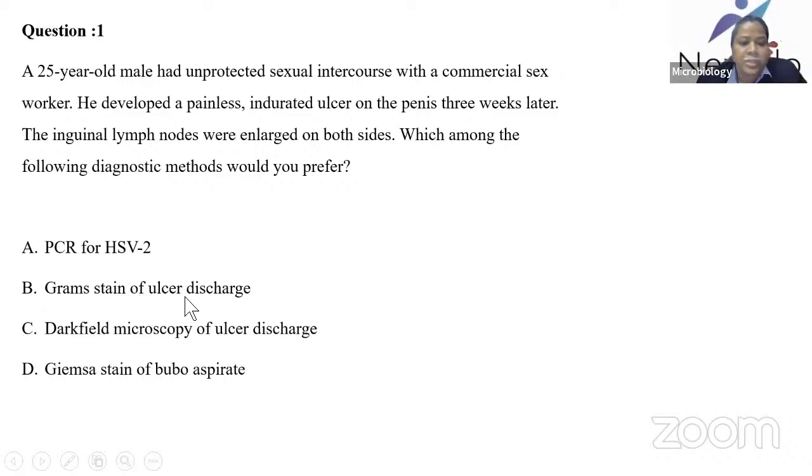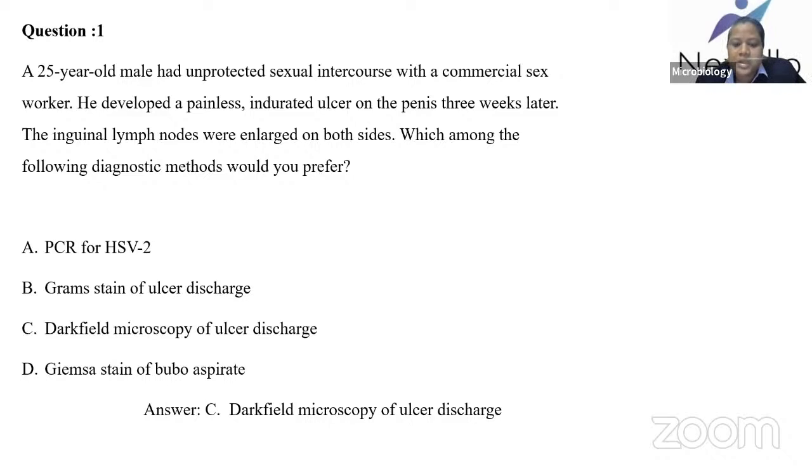Then Gram stain of the ulcer discharge. Syphilis is caused by Treponema pallidum, and as I already told you, it is very difficult to see Treponema pallidum under direct microscopy. So Gram stain is not the choice of microscopy for Treponema pallidum, and option B is ruled out. Option D says Giemsa stain from the bubo aspirate. Again, Giemsa stain is also not done for Treponema pallidum, so this is also ruled out. So the answer here is option C, the dark field microscopy of the ulcer discharge.